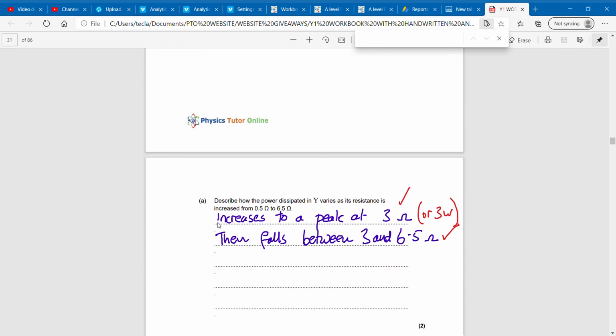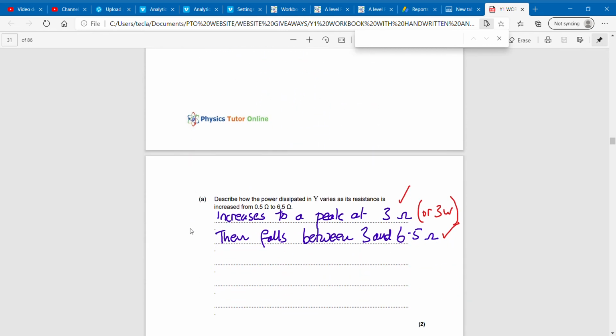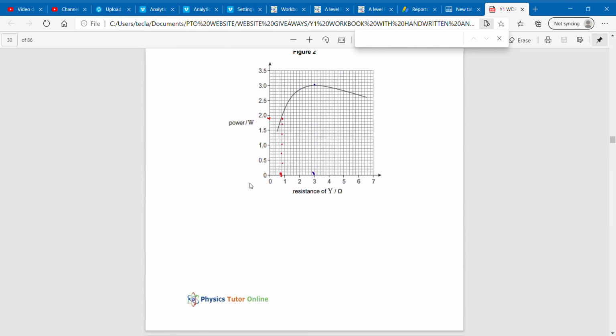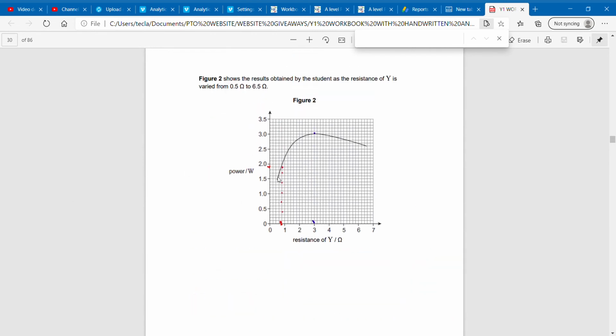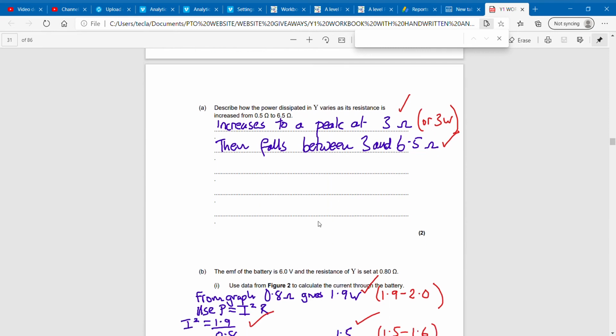So the first question is A. Describe how the power dissipated in Y varies as its resistance is increased from 0.5 to 6.5. So it increases to a peak at 3 ohms and then decreases steadily down to 6.5. So it increases to a peak at 3 ohms, or you could say 3 watts, that's the power level at 3 ohms, and then falls between 3 and 6.5.